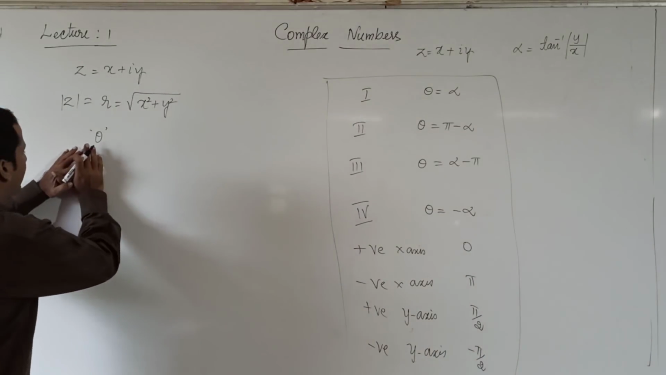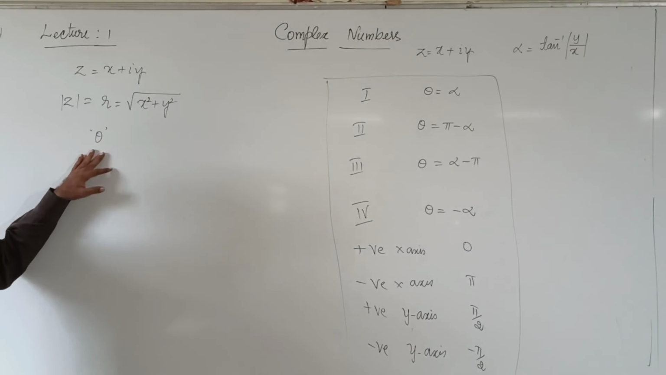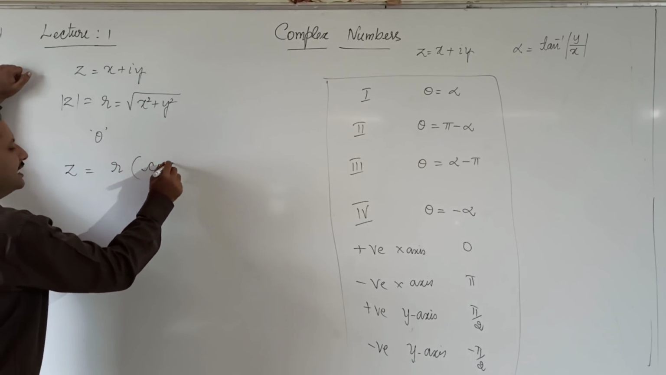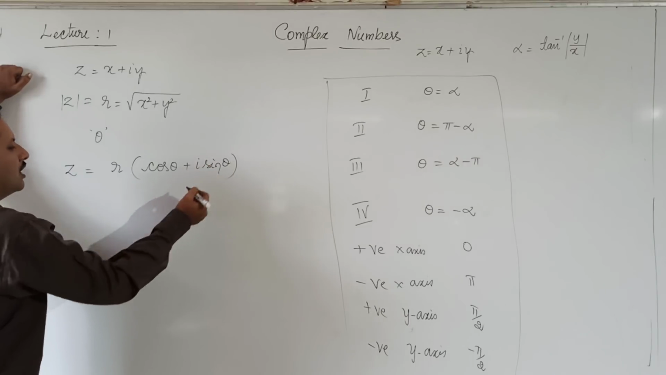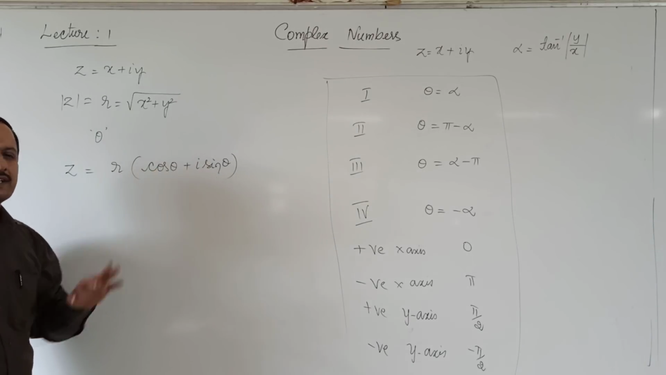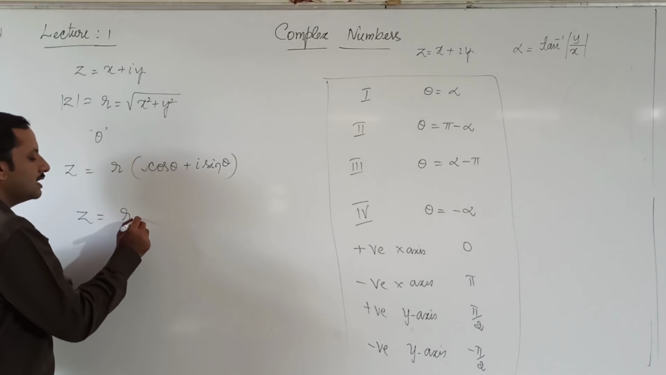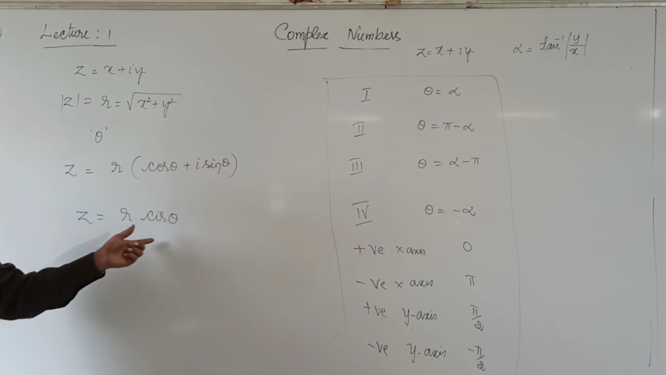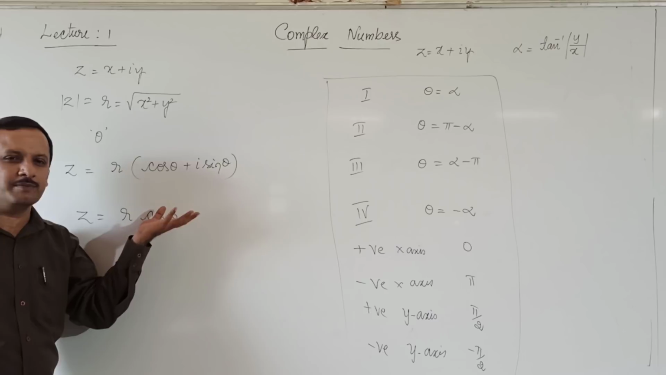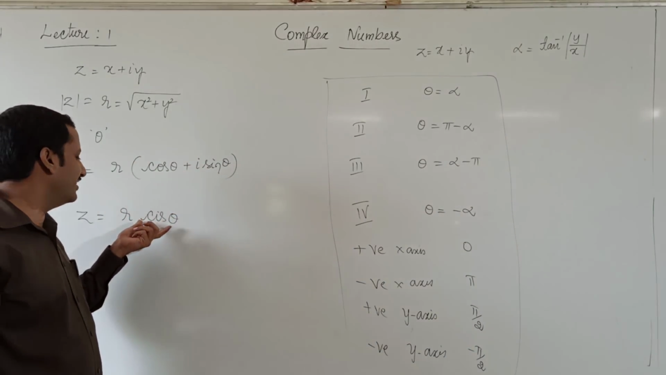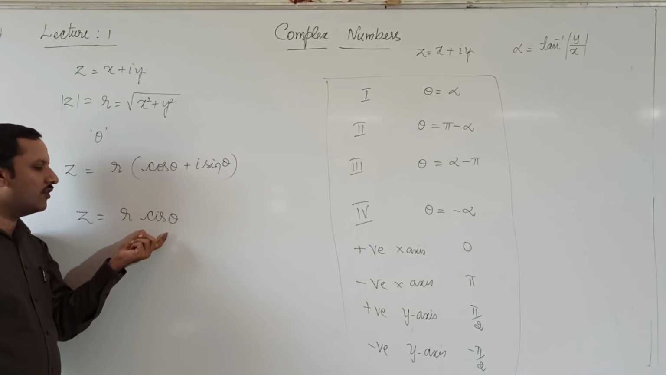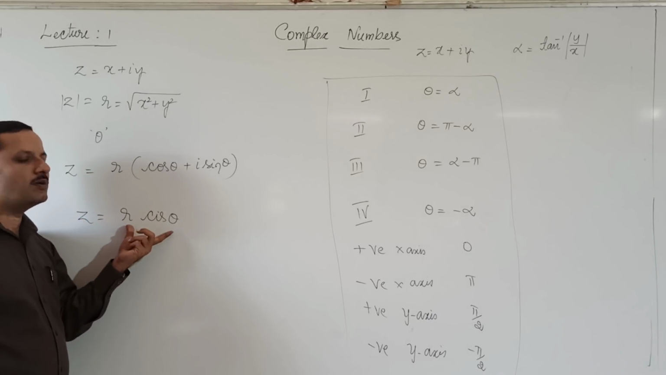Let r be the modulus, given by the square root of x square plus y square, and theta be the amplitude of the complex number. Then z is equal to r into cos theta plus i sin theta. This is called the polar form of the complex number. In short form, we write this as r cis theta. Cis theta is the short form of cos theta plus i sin theta. Don't think that cis theta is another trigonometric function. It is not. So z is equal to r cis theta.